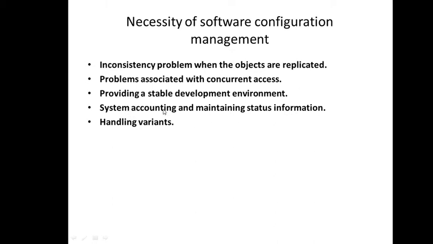Fourth one, system accounting and maintaining status information. Now we know that changes are being made many times by different sets of people. So you have to maintain complete accounting and status information: who has made the change, when the change was made, what the changes exactly are, and what benefits they provide. So the entire history and accounting has to be maintained for that.